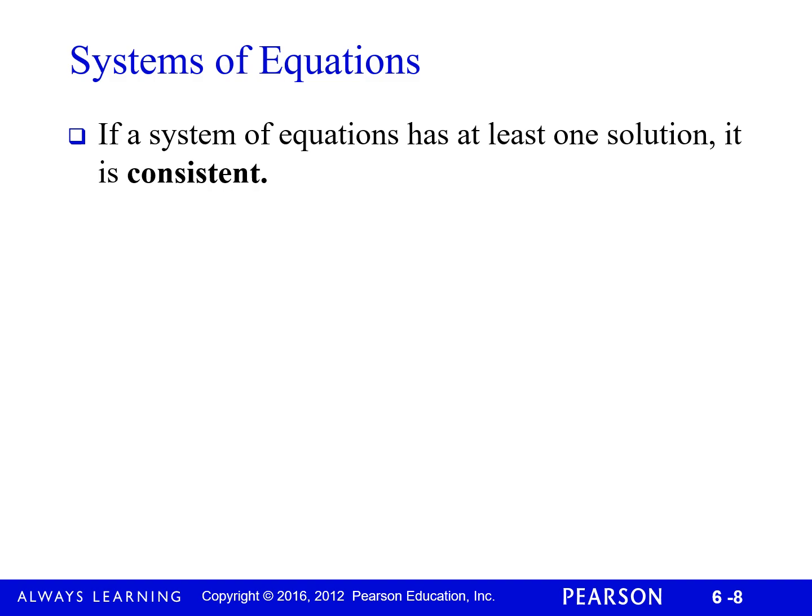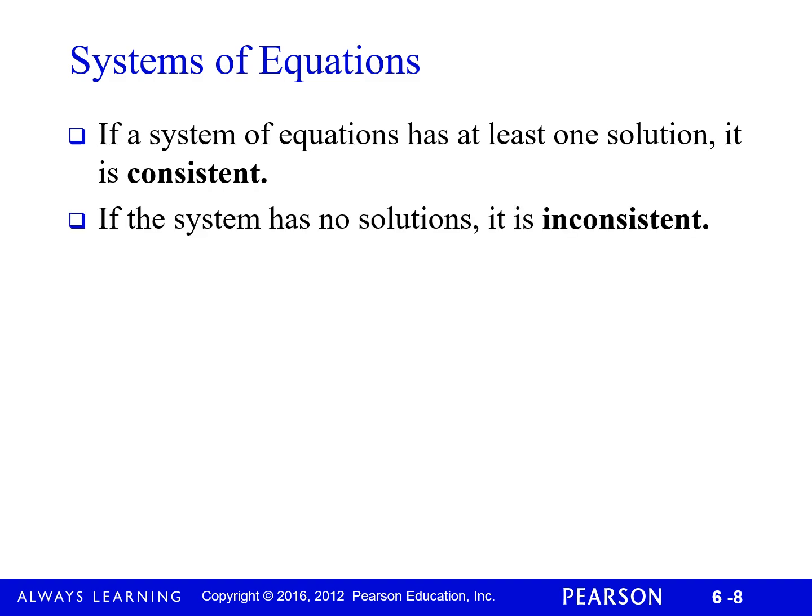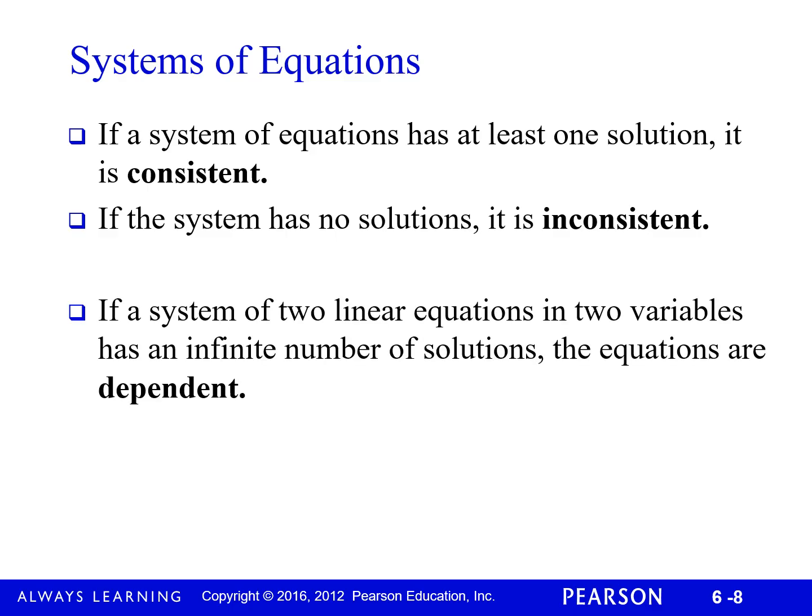If a system of equations has at least one solution, it is called consistent. If it has no solutions, it's inconsistent. Now, how would two lines not have a solution? They would be parallel, okay? So where they do not intersect at all. So if a system has no solutions in two variables, these are parallel lines.